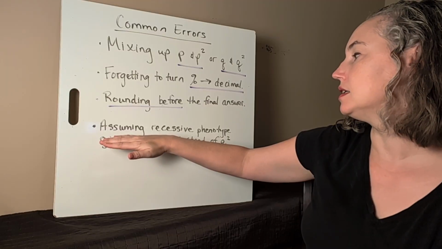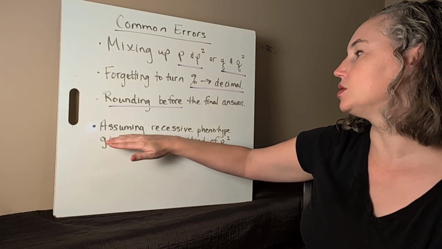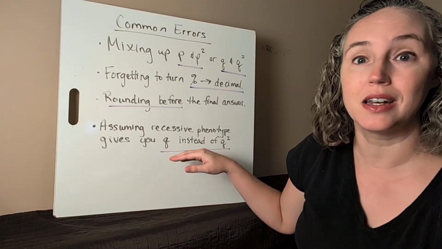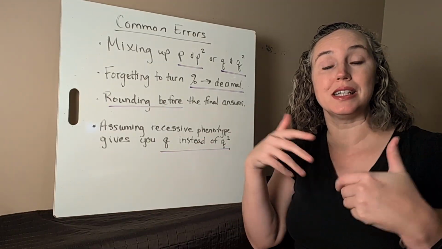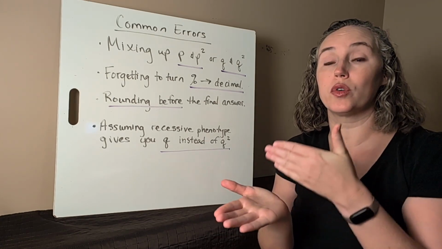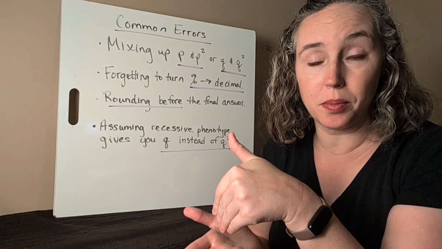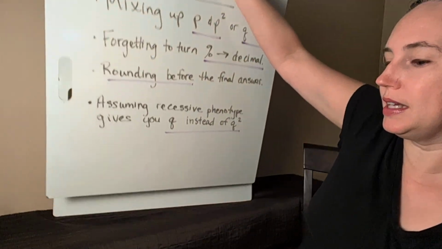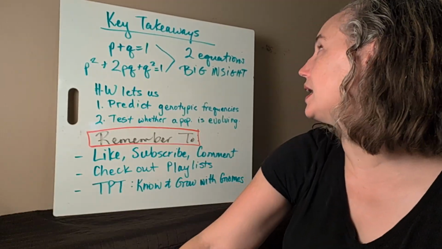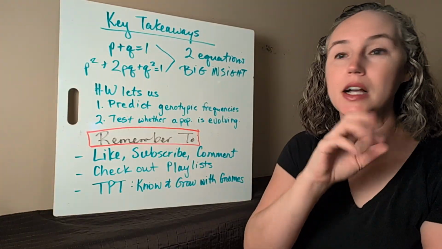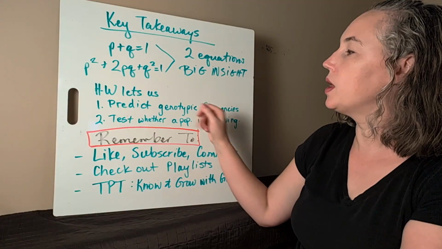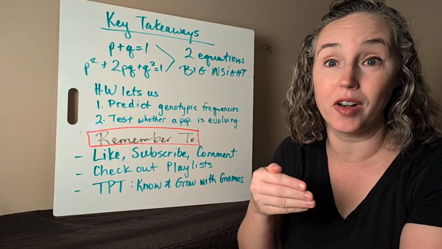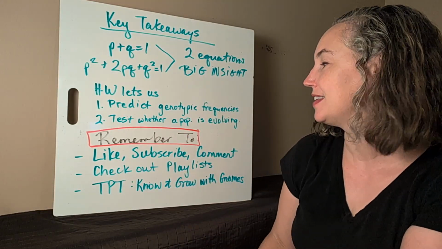And then finally, another common error is to assume the recessive phenotype gives you q instead of q squared. Remember, a recessive phenotype gives you the corresponding recessive genotypic frequency, that's q squared. So to wrap things up, key takeaways: 2 equations, lots of big insights. Hardy-Weinberg lets us predict genotypic frequencies and test whether or not a population is evolving.